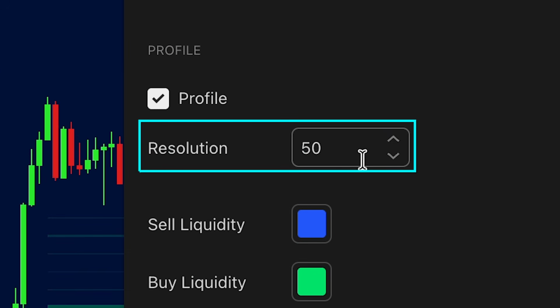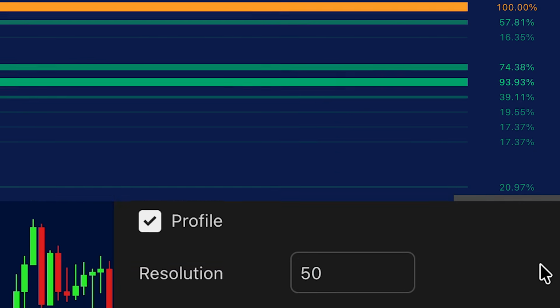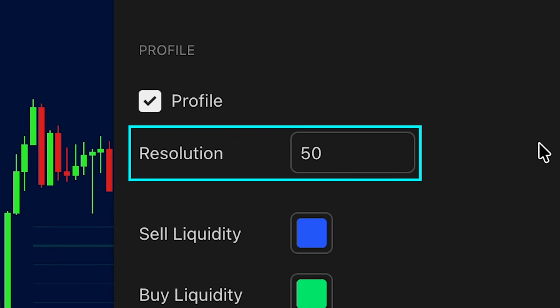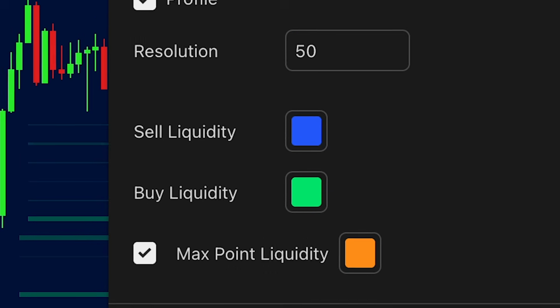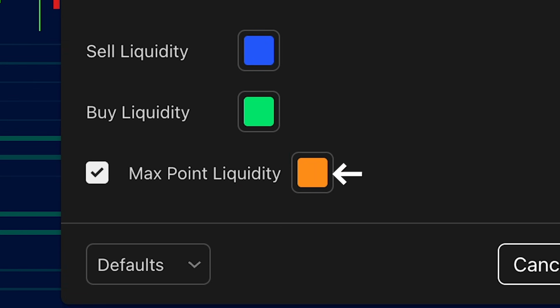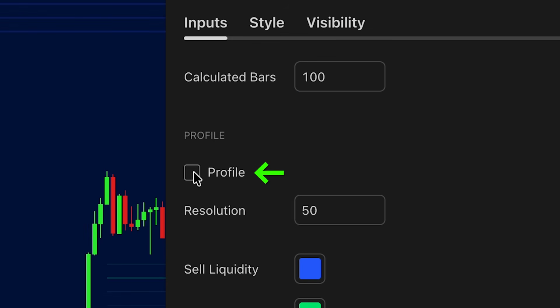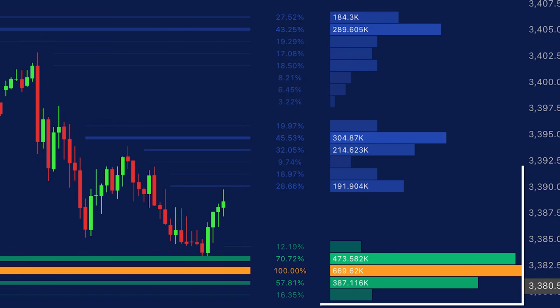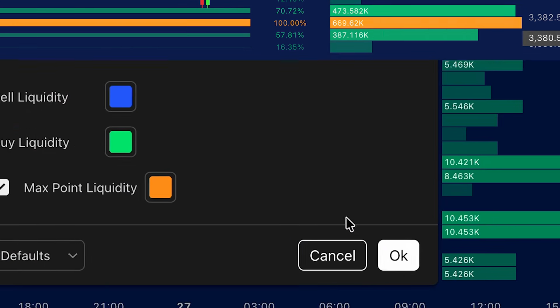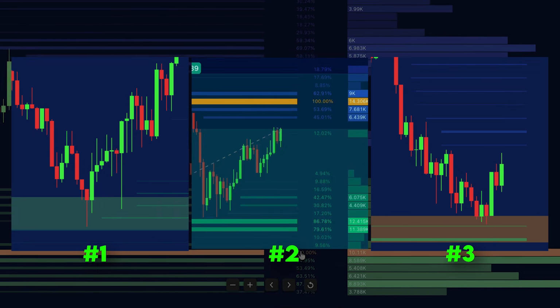Next is resolution, or bins, which controls how many price levels the indicator divides the liquidity zones into. I recommend you set this to 50 bins, the sweet spot for seeing clear liquidity layers without overcrowding your chart. Next, make sure the POC highlighting is enabled and set to orange. This makes your peak liquidity zones instantly obvious. Finally, enable the profile histogram on the right side to give you a quick visual reference of liquidity distribution strength. After that, click OK. Now, let me show you 3 ways to trade these manipulation zones like institutional players do.